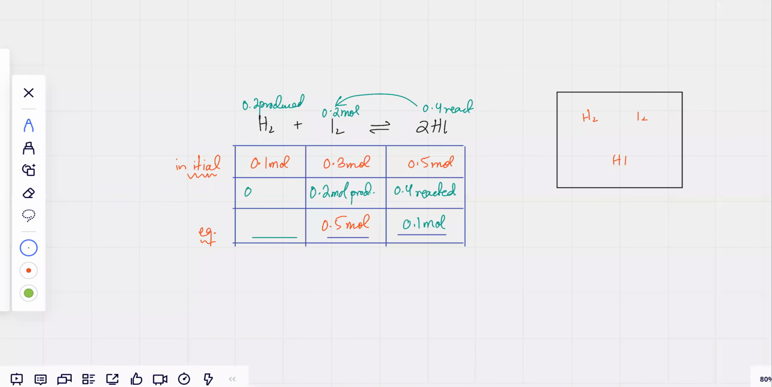So there's going to be an extra 0.2 moles of H2 that's going to be produced as well. So that means that you initially had 0.1 and now 0.2 extra have been produced. So you've got 0.3 moles now at equilibrium. So these are your equilibrium moles. Remember, these are the equilibrium moles, the ones that you're going to use in your Kc expression.